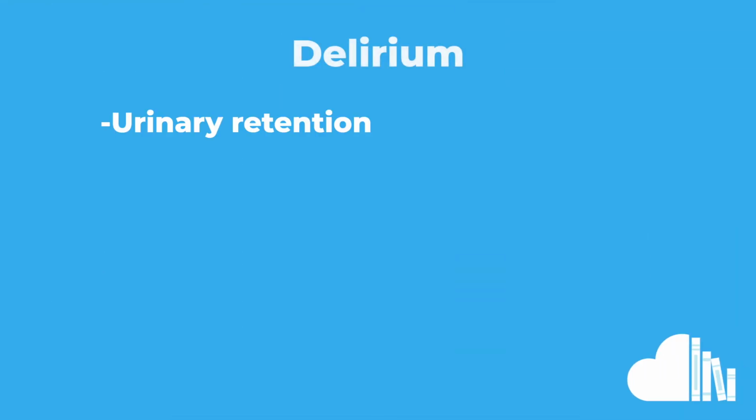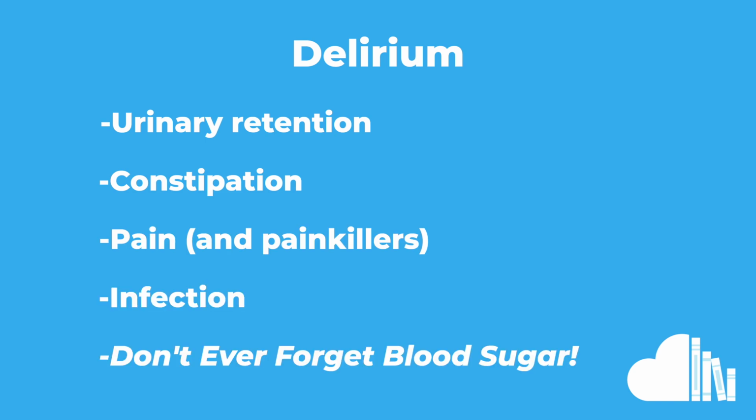So in a nutshell, for acute confusional state, think about urinary retention, constipation, pain, infection, and don't ever forget blood sugar.